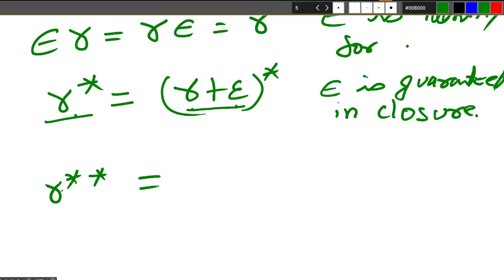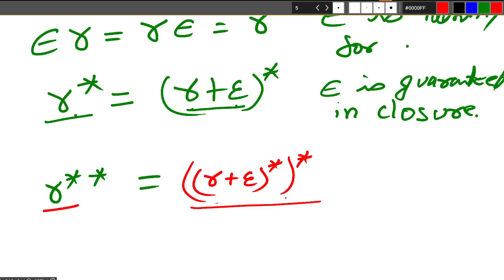If I have R star and I perform one more star, what will I get? Sir, (R + epsilon)* inside the small bracket, and then asterisk, and then again bracket and asterisk, like this. Okay. What you want to say is this can be written like this. It is true.